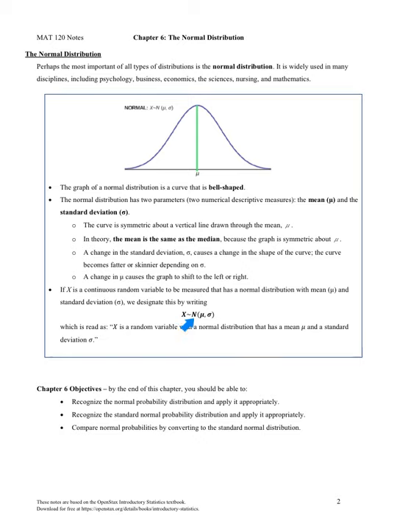Back in chapter 4, we used a binomial distribution, but here we'll use a normal distribution. This is read as x is a random variable with a normal distribution with a mean and a standard deviation.